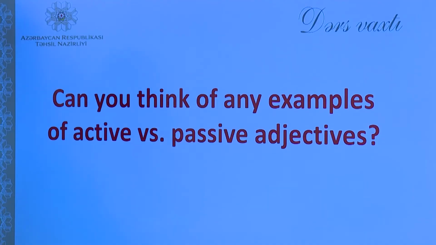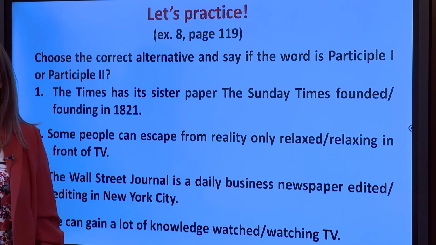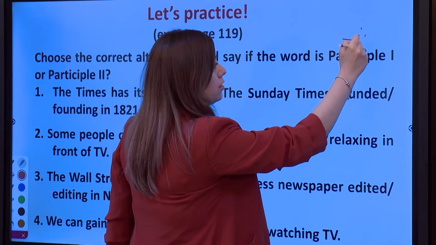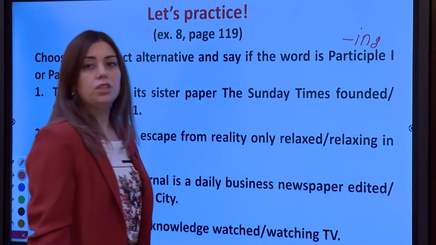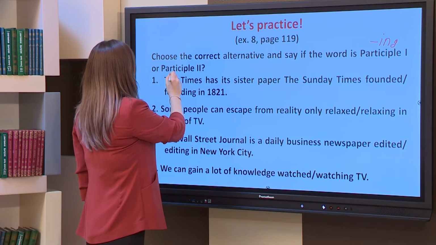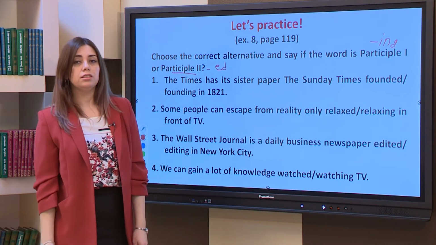And now, can you think of any examples of active and passive adjectives? For active, you will use ing. For passive, you will use ed. Let's do some exercises to see more about this. I want to give you one more piece of information here. We call the ing form of the adjectives participle 1. Okay, this is ing. And we call the ed form of adjectives participle 2. So here is ed. Adjectives ending in ed.